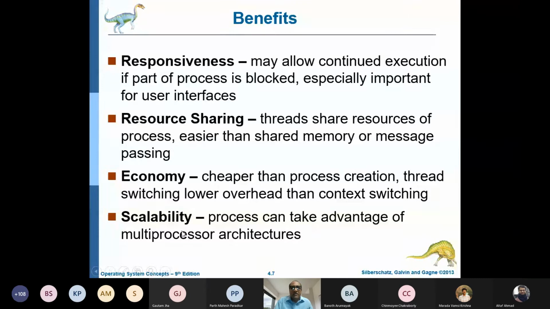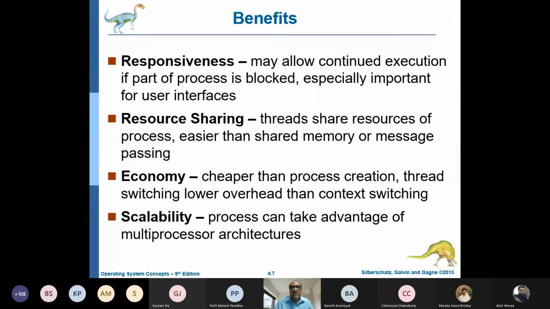And scalability is this: suppose you have a process having multiple threads, you can take advantage of multi-core or multi-processor systems. So if you have a process having multiple threads, you can run those threads in parallel by scheduling them onto multiple processors. So that's what is meant by scalability.